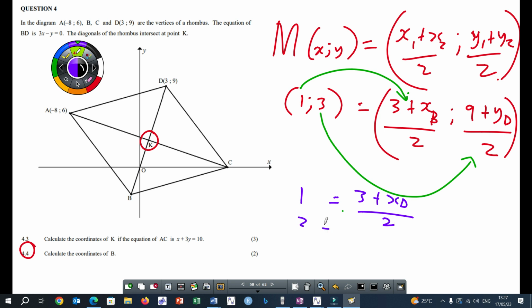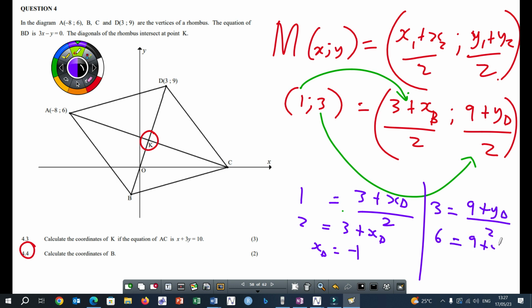Cross multiply, you get 2 equal to 3 plus xd, and xd is equal to minus 1. Then we have 3 equal to 9 plus yd all over 2. We get 6 equal to 9 plus yd. So yd is going to be minus 3. So the coordinates of D, x is minus 1, y is negative 3.